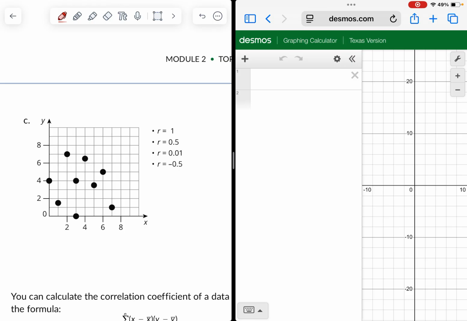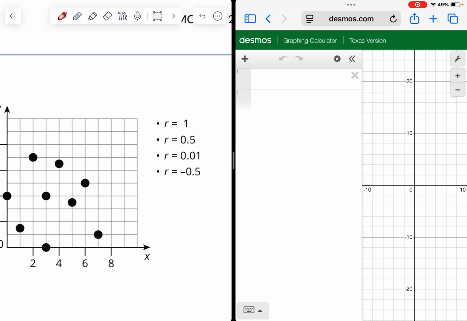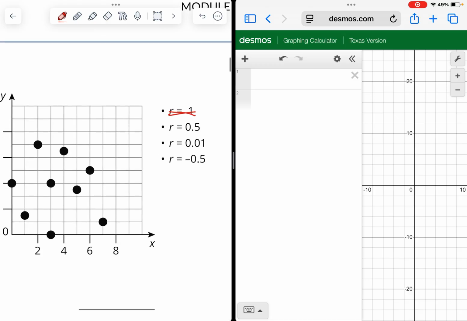Now, letter C, that's a hot mess. I don't see that I could draw a line anywhere in the middle of that. I can't tell if it's supposed to be positive or negative. It's just a mess. So I want you to look at this. R equals 1 would be a strong positive. Well, this isn't strong at all, okay?